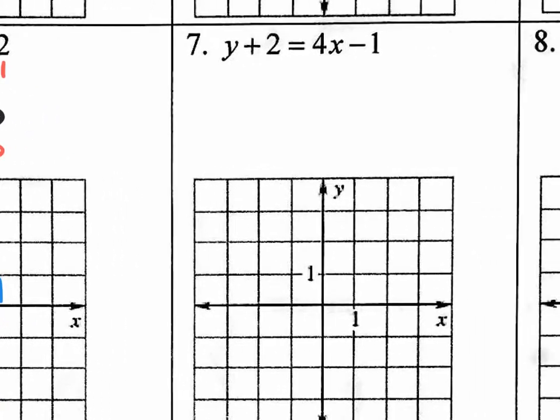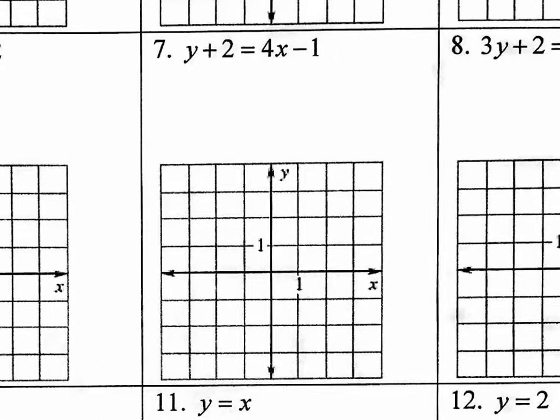Number 7, it's not in slope-intercept form, so what would I do right there to get it in slope-intercept form? Subtract. Subtract what? 2. Subtract 2, thank you. Subtract the 2 to the -1. Your new slope-intercept form equation is y equals 4x minus 3. So you start by identifying your b value, which is in red, and then knowing your slope being 4, but you need it as a fraction, so put it over 1. So if you know your m and you know your b, you're able to graph it.